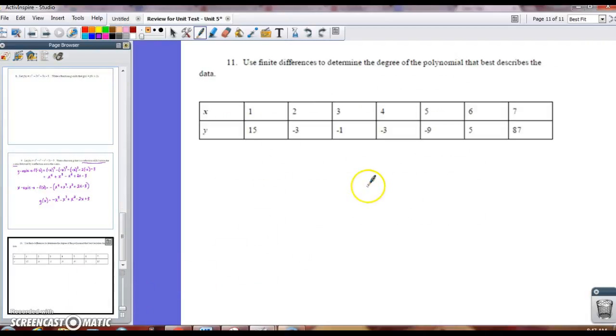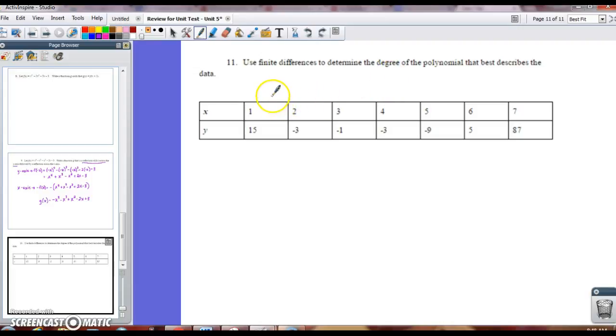Okay, and then the last one is to use finite differences to determine the degree of the polynomial that best describes the data. This was from last Friday. We didn't actually have a live session on this, but it's pretty straightforward because you've kind of done this already. Back when we worked with quadratic models, we said that the second difference had to be constant in order for it to be quadratic. In this case, you're going to keep finding differences until they're constant, and then you can determine the degree from there. Okay, so we'll walk through it.